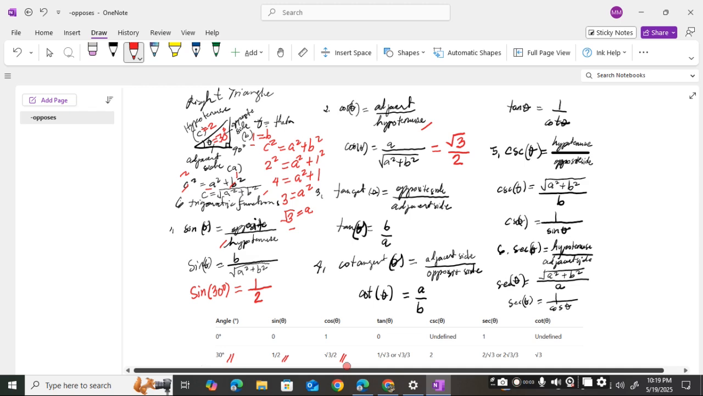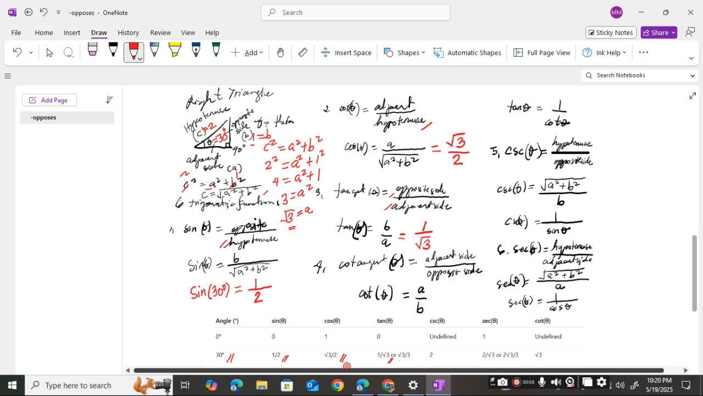Now our tangent is the opposite side over the adjacent side, and our opposite side, b, is assigned as unity, so that's 1 over. And we have calculated our a. Again, our a here is square root of 3, so just write square root of 3. And we are correct. It's 1 over square root of 3.